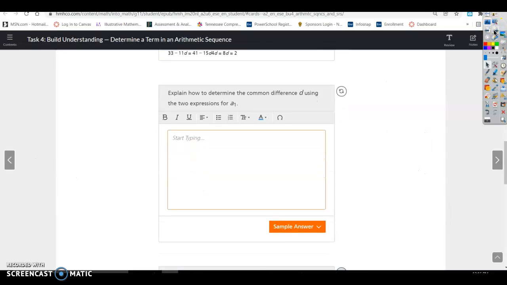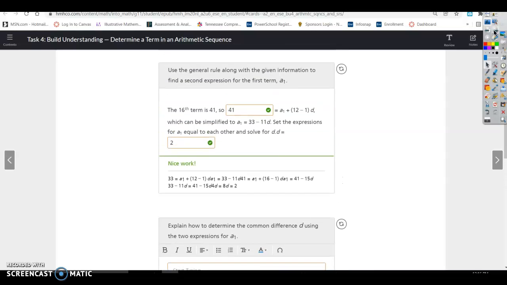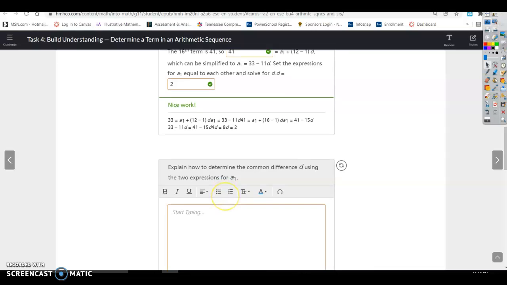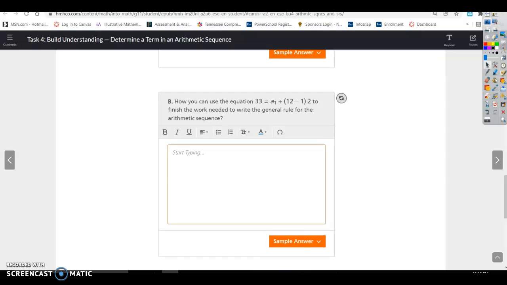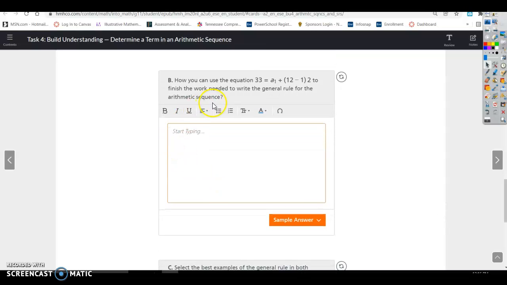All right, explain how to determine the common difference using two expressions. So we solved both in terms of a sub 1, and then we set the a sub 1's equal to each other to solve. That found d, which was our common difference. It says how can you use the equation 33 equals a sub 1 plus 12 minus 1 times 2. 2 is now our common difference. To finish the work needed to write the general rule for the arithmetic sequence, well, now you just have to solve for a sub 1. Once you have a sub 1 and the 2, the common difference, you can write the general equation.